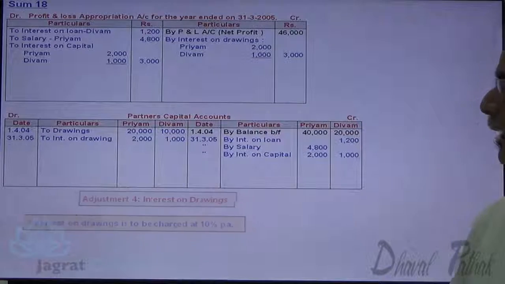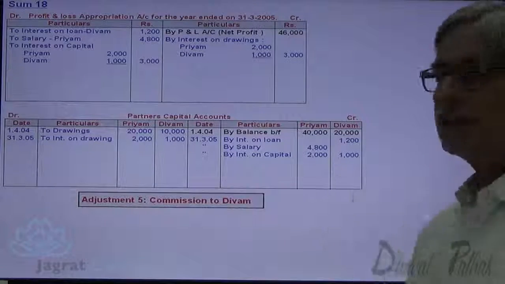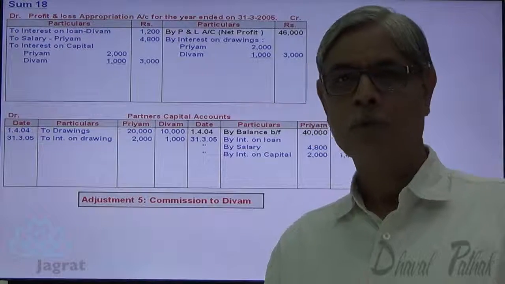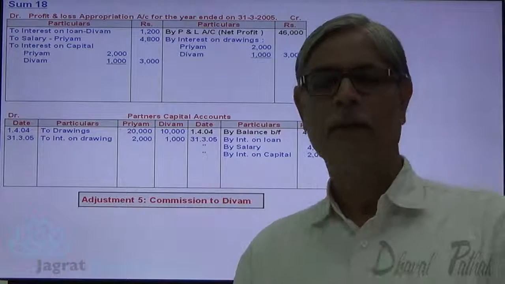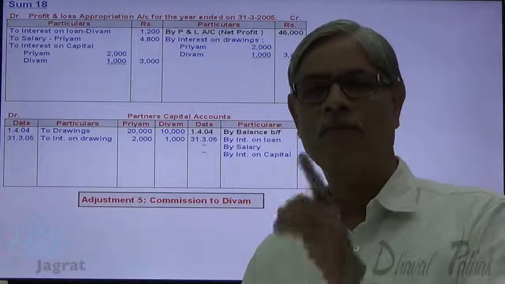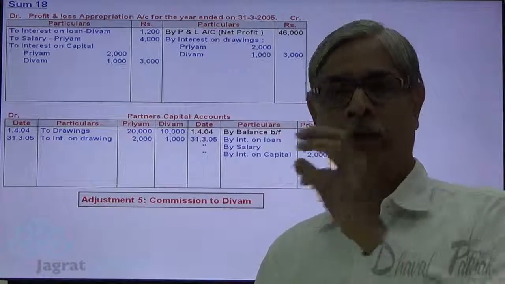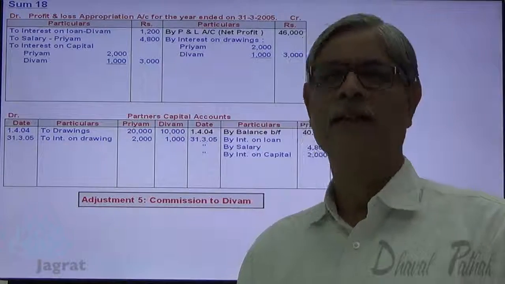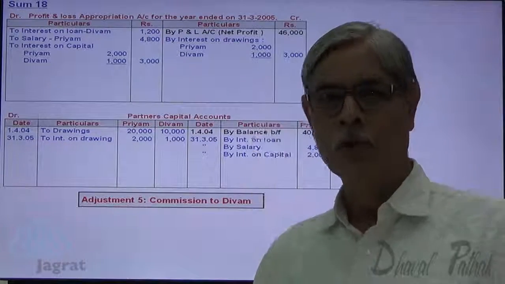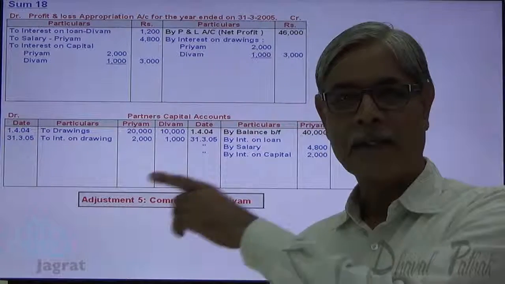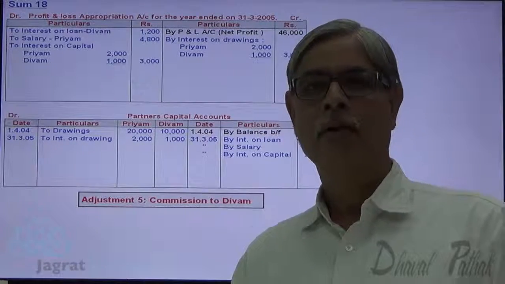Now after writing all this adjustment, next is commission. Because commission is payable on the divisible profit. So we are required to work out the divisible profit. And for the purpose of working out this divisible profit, we are required to give the effect of all other adjustments other than commission. And you must have noticed that I have given the effect of all adjustment prior to the adjustment for commission.